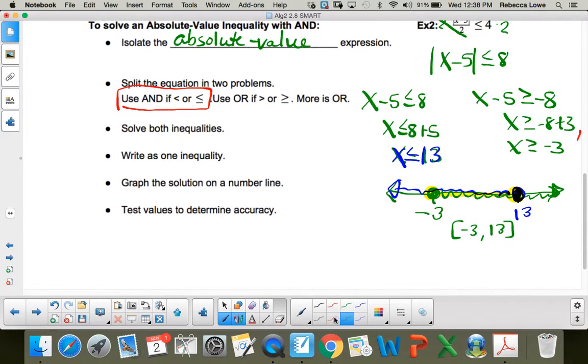So let's do a test value. I always like to test 0 because, if possible, 0 is easy to plug in. So I'm plugging 0 into the original absolute value inequality, and I'm just going to see that the left side is true. Absolute value of -5 is 5. 5 is indeed less than or equal to 4. So we have solved it. You guys, the key to solving absolute value equations and inequalities is splitting the problem into the two. Make sure you review that over and over and over.